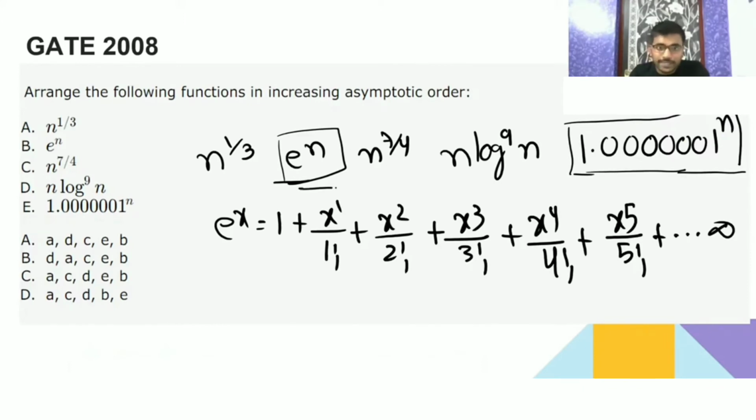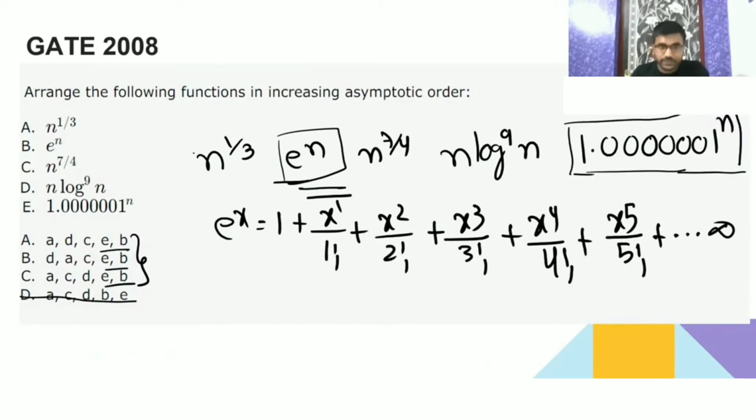So e to the power n is the largest term among all these 5 functions. So e to the power n is the bigger one, so B is going to be the bigger one. Means these 3 options may be the correct one. This is incorrect because it has written e is the bigger one. Understood? Then after that, the bigger is e. So till this one, it's e.